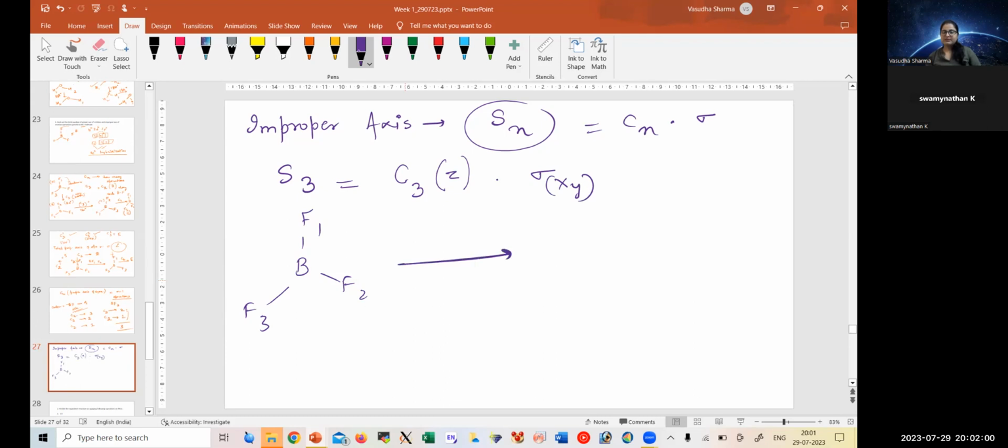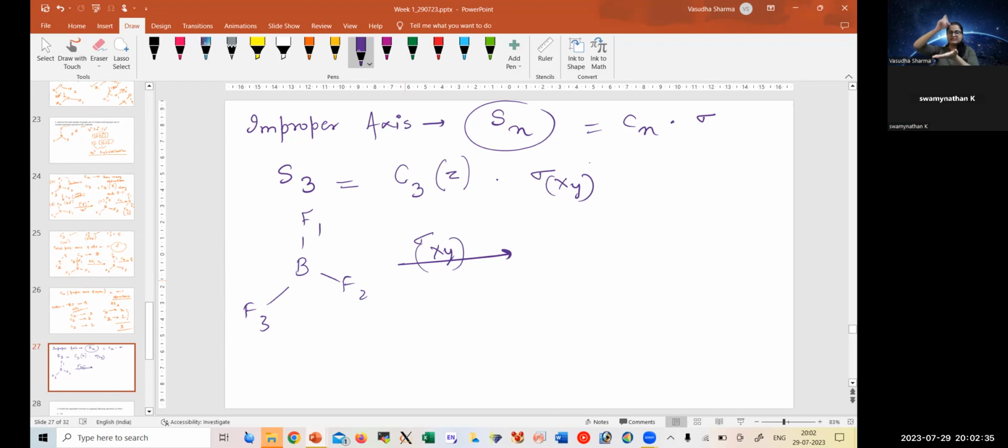First we apply whatever operation is on the right side. This is C3 and the right side is sigma, so the plane has to be applied first. This is according to the rule of this multiplication. So we are applying sigma xy. We need to consider that this is a molecular plane, already existing in the molecule. The BF3 molecule is trigonal planar, its name itself suggests it is in a plane, right? The z-axis goes through the boron, and every fluorine is on the plane.